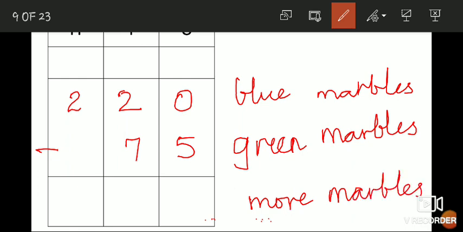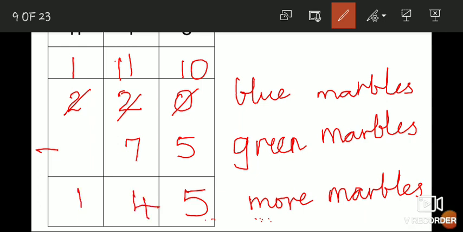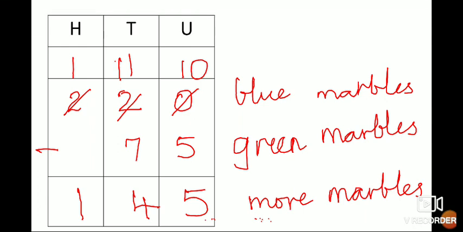Okay, and minus. From 0 you cannot take away 5. So you go to the next number, take 1 from here and this number will be 10. 10 minus 5 is 5. 1 minus 7, not possible. So take 1 from here. This will be 1 and this will be 11. 11 minus 7 is 4. And 1 will come down. So you've got your answer.